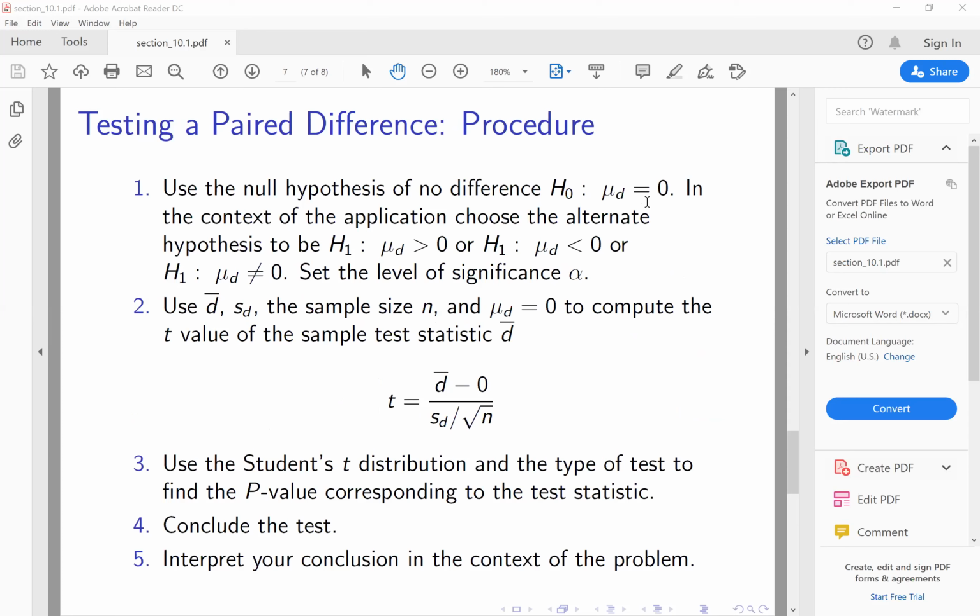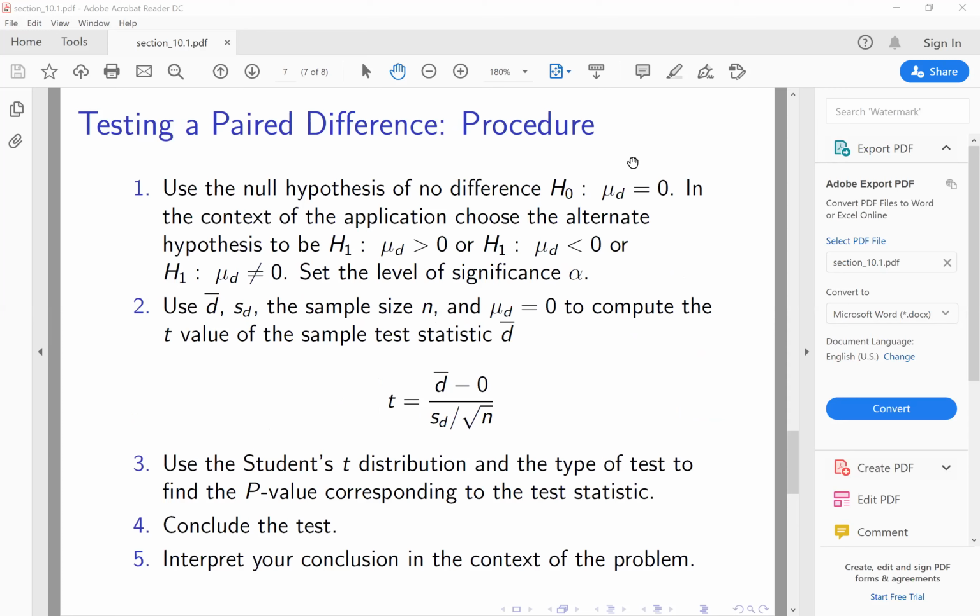Once you've done that, you have some choices to make. You have to know what the null hypothesis is. Typically, we're going to pick a null hypothesis of no difference. That is, there was no difference in reporting between the before and after. In the context of the application, you're going to choose whether you think the difference is bigger than 0 or less than 0. This is something you'll need to know from the problem.